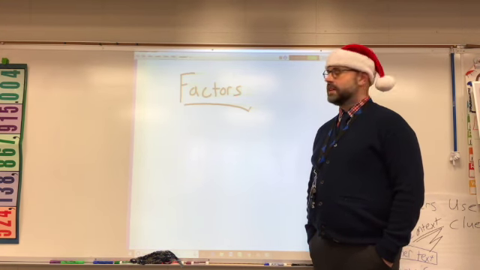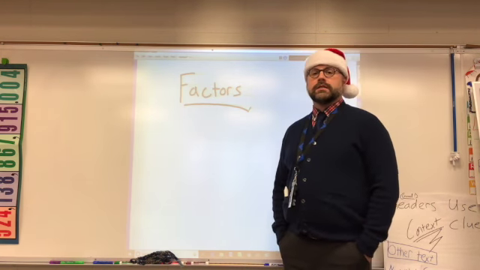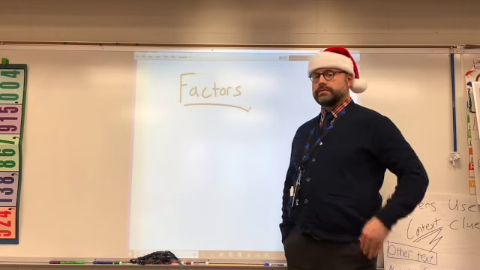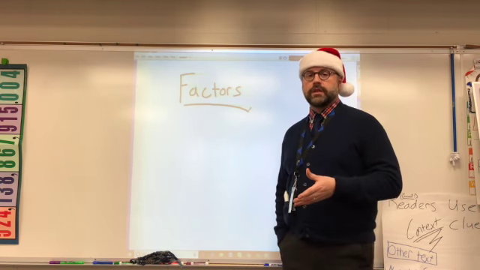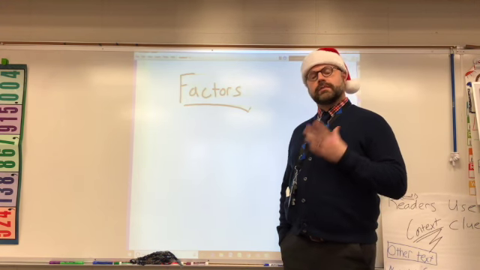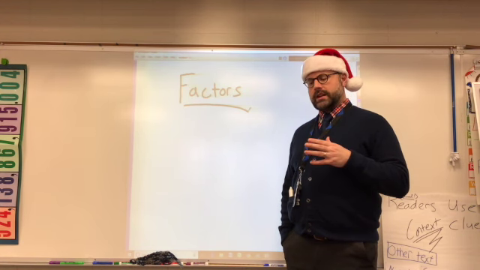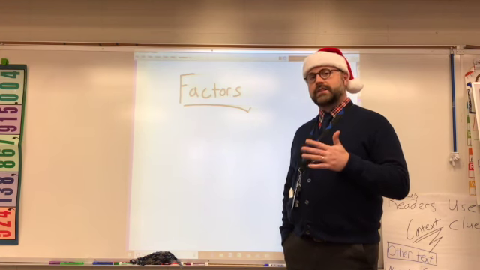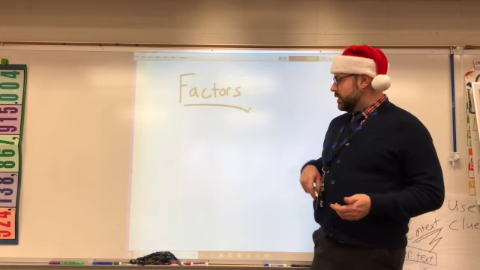Class. Today for math, we're going to talk about factors quickly, briefly. Maybe call that more of a refresher on factors. And then we're going to take a look at multiples. Then we're going to look at how to find greatest common factor and least common multiples.